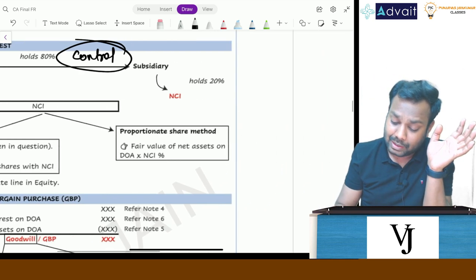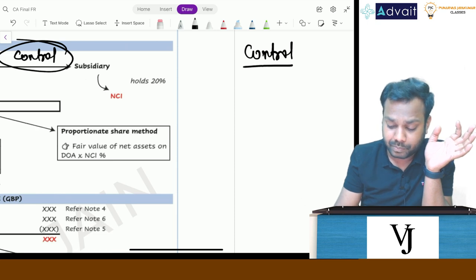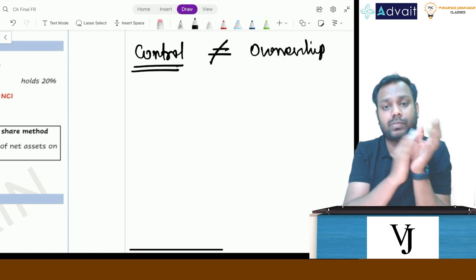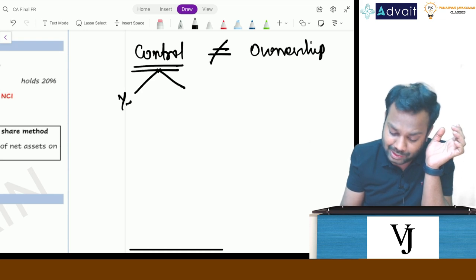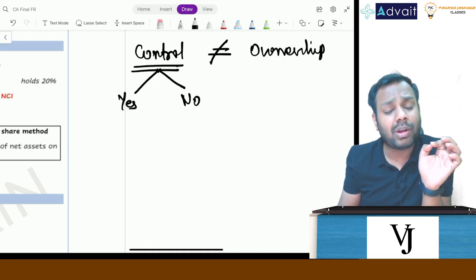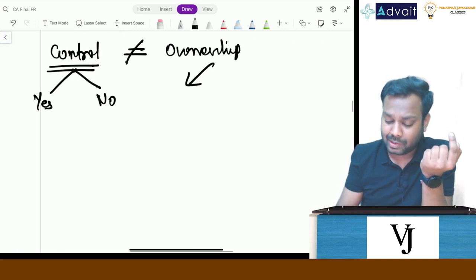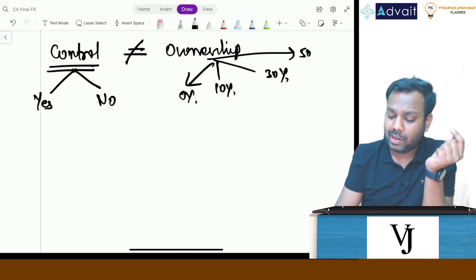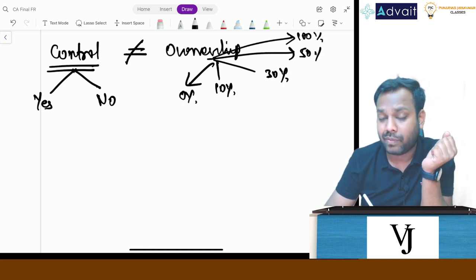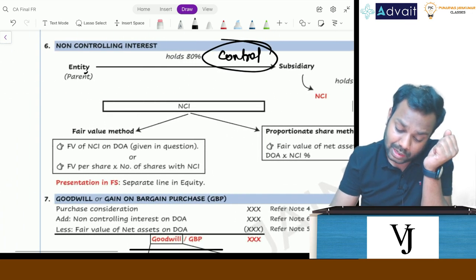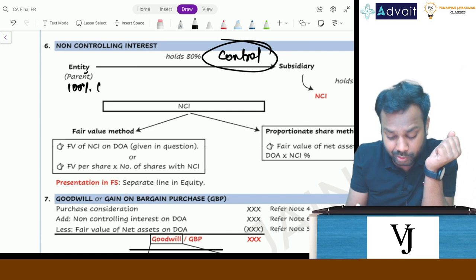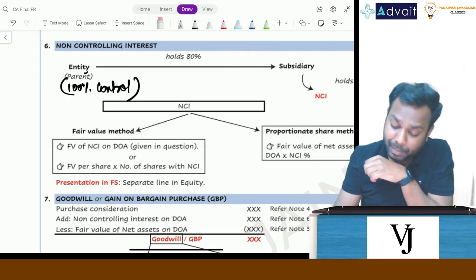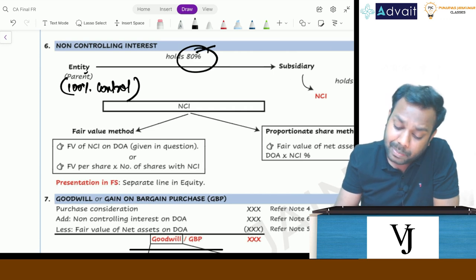And now you know what a student says, sir, entity has acquired 80% control of subsidiary. No. Understand, control is different from ownership. Control is not equals to ownership. The answer to the control is yes or no. Either you have control or you do not have control. But the answer to ownership can be 0%, can be 10%, can be 30%, can be 50%, can be 100%. It can be different. Right? Now, if you talk about entity, it has 100% control. Meaning full control is with entity for subsidiary, okay. Now, but sir, then what is the relevance of this 80%? This represents ownership.